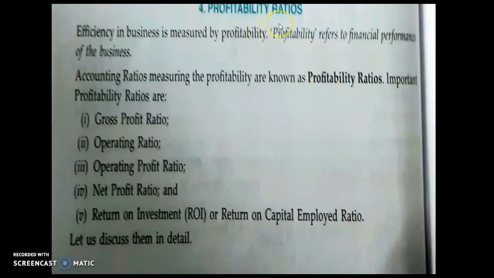What is profitability ratio? We know that efficiency in a business is measured by its profit. So, profitability refers to the financial performance of the business. Here are some ratios which will help us to assess the profit making capacity of the business. The first one is gross profit ratio, second one operating ratio, the third one is operating profit ratio, fourth is net profit ratio, and the fifth one is return on investment, which is also known as return on capital employed ratio.